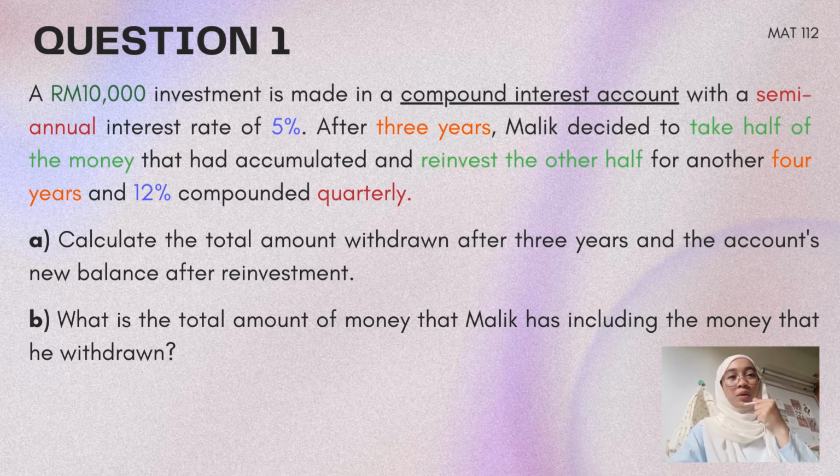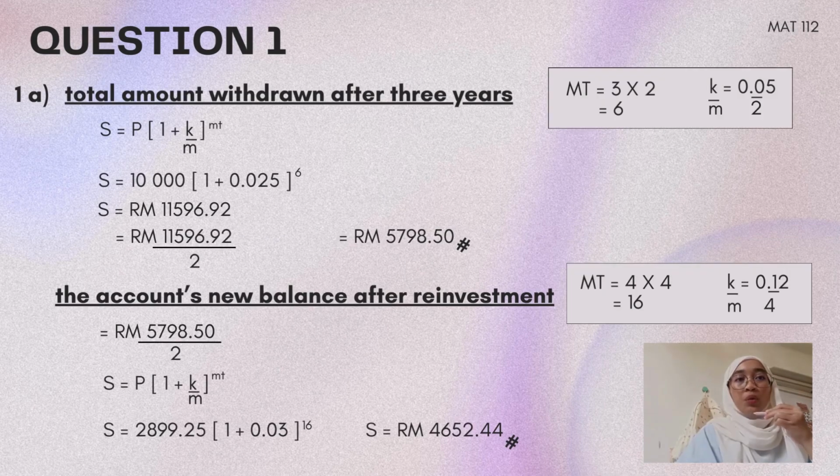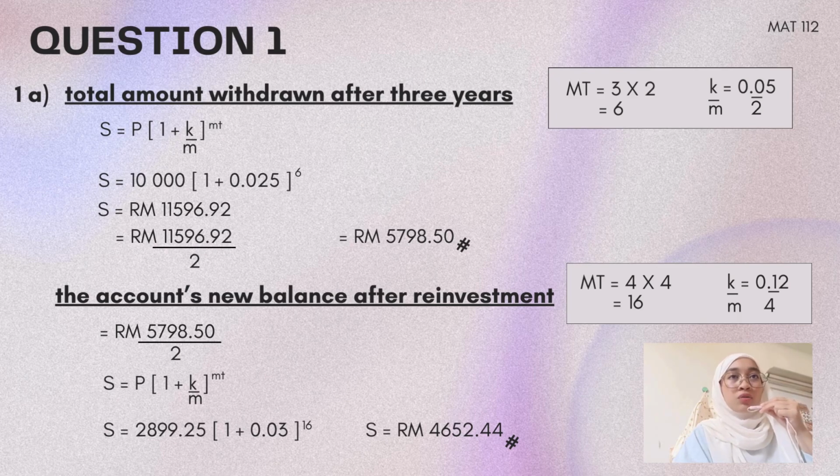Firstly, I am going to talk about question 1. For this question, it is important for us to make a timeline so that we can understand the flow of the question more. So we will be answering question 1A, which is calculate the total amount withdrawn after 3 years. For this question, the MT will be 3 multiplied by 2 equal to 6 and K over M equal to 0.05 over 2, or simplified as 0.025.